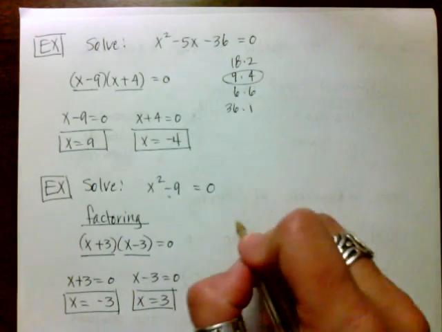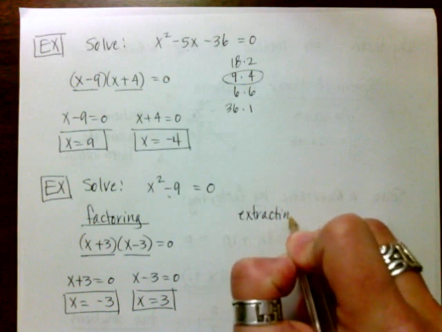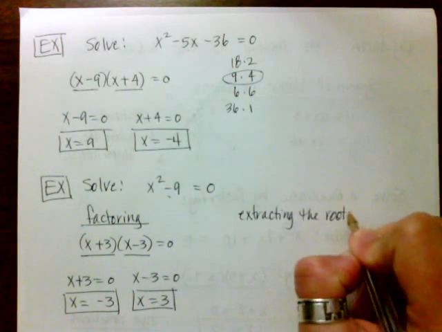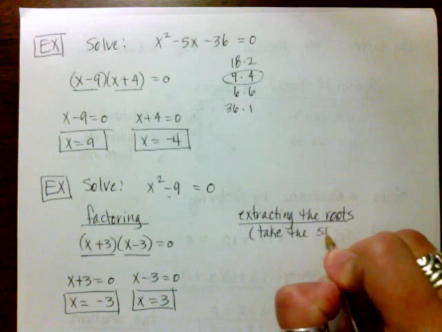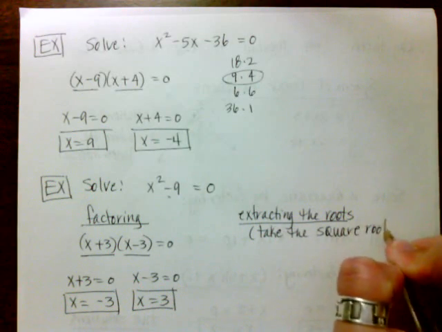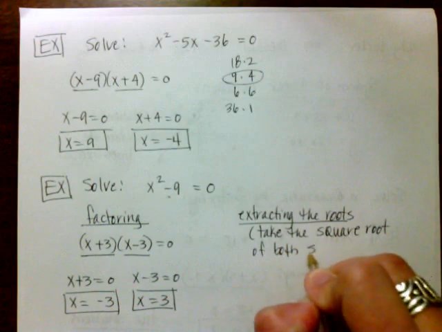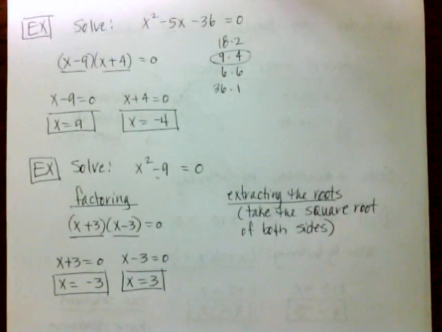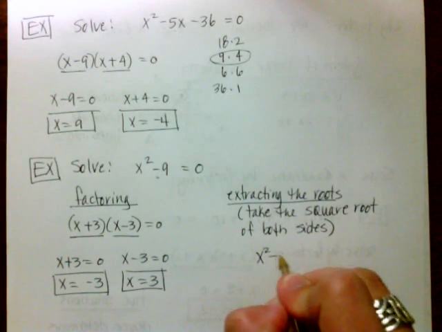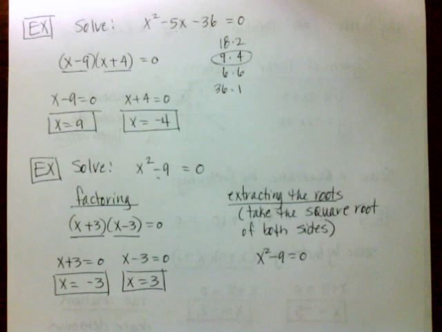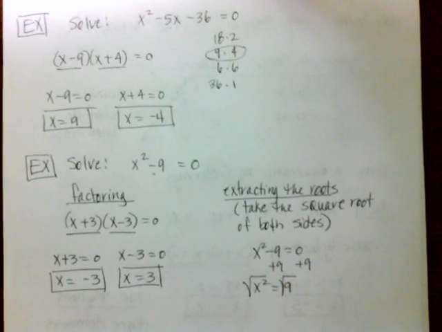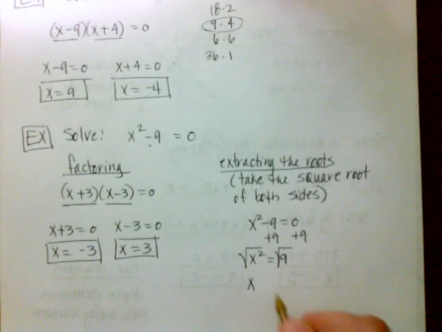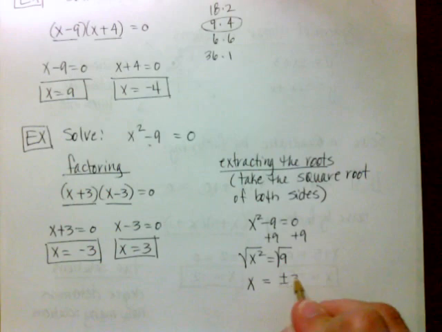I can also do this by a process called extracting the roots, which is a weird saying that basically means take the square root of both sides. So now I'm going to go back to my original equation. I'm going to add 9 to both sides, and I get x squared is equal to 9. Then I take the square root of both sides. The square root of x squared is x, and the square root of 9 is plus or minus 3.